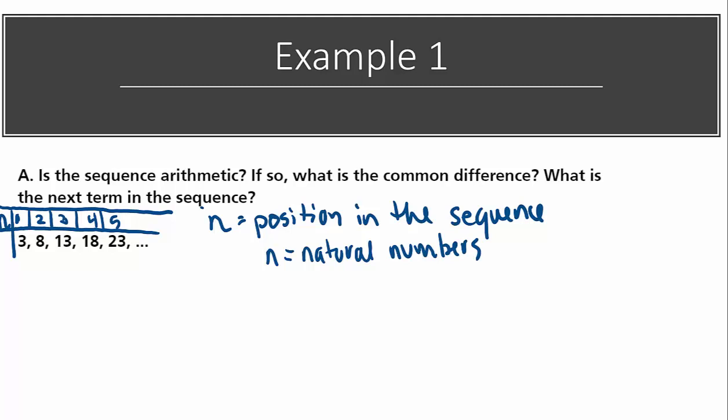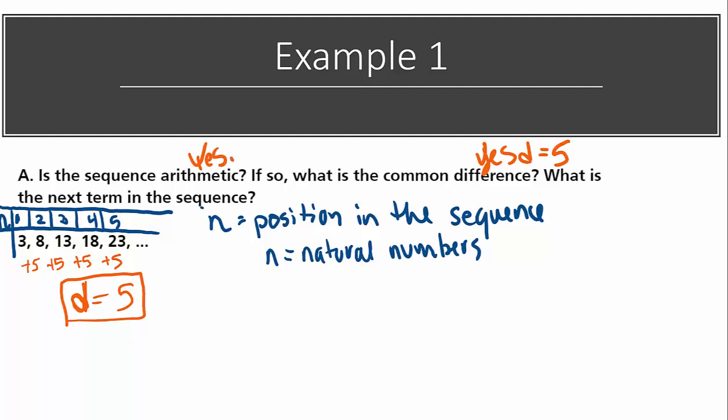Now, let's determine if this is arithmetic. Is there a common difference? So between 3 and 8, it looks like we would add 5. Between 8 and 13, we would add 5. Between 13 and 18, we would add 5. Between 18 and 23, we would add 5. So therefore, yes, we have a common difference, and that common difference we will call D, and it's equal to 5. So yes, D equals 5, and if there is a common difference, then yes, it's arithmetic.